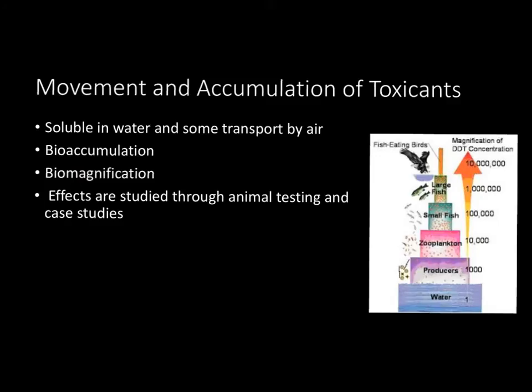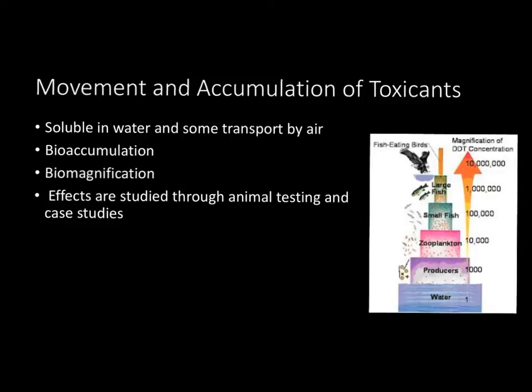Okay, let's move on to movement and accumulation of toxins and toxicants. A lot of toxins are soluble in water, and others transport through air. Those are two major means of them traveling through ecosystems and hurting animals and humans. Now let's talk about two main terms known as bioaccumulation and biomagnification.